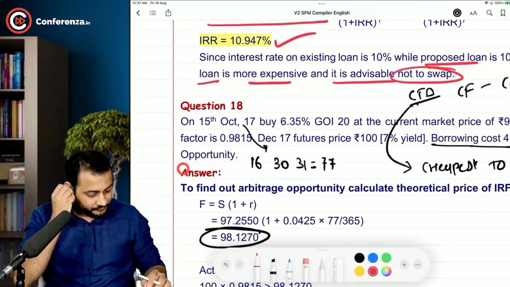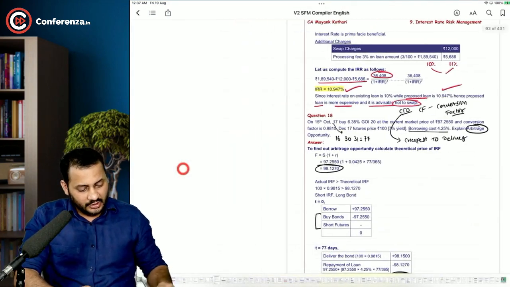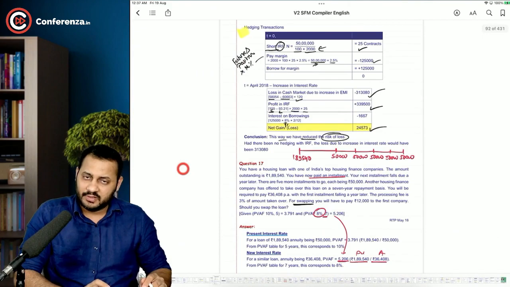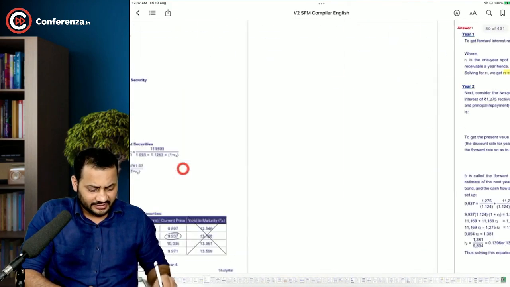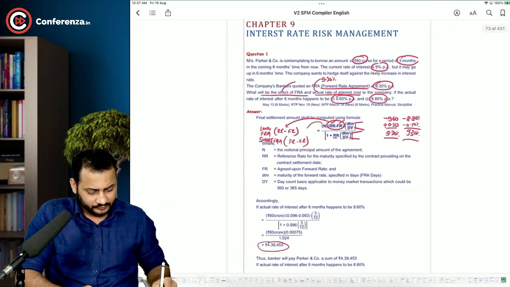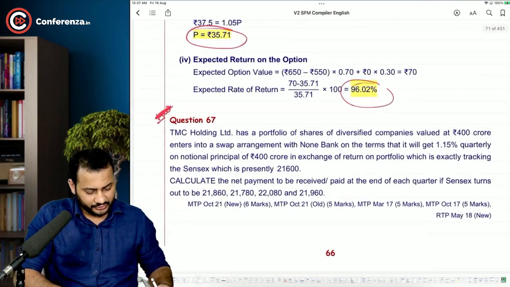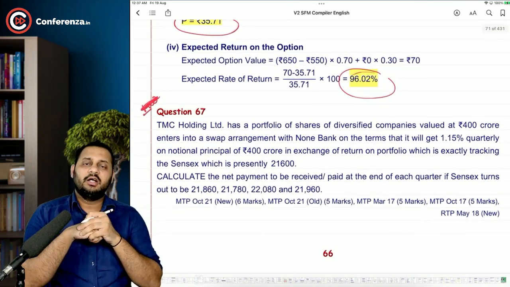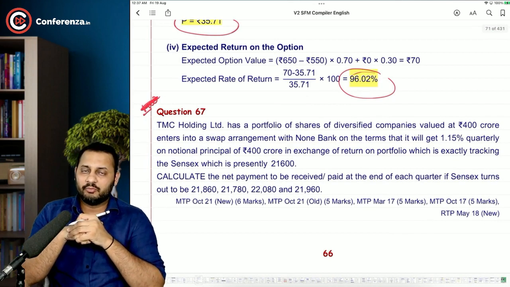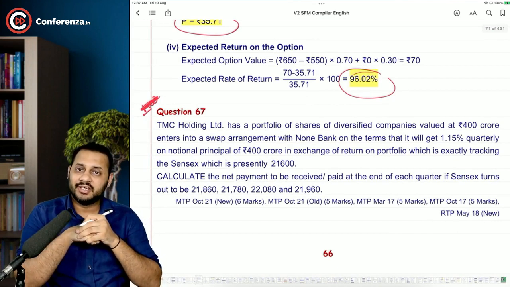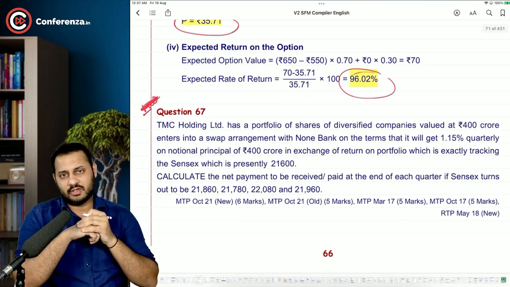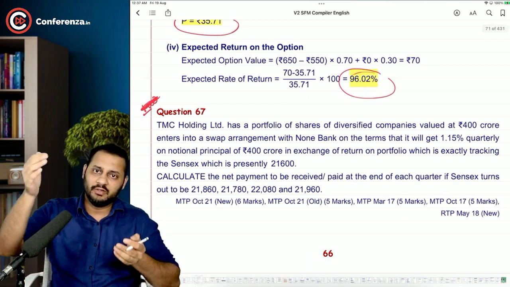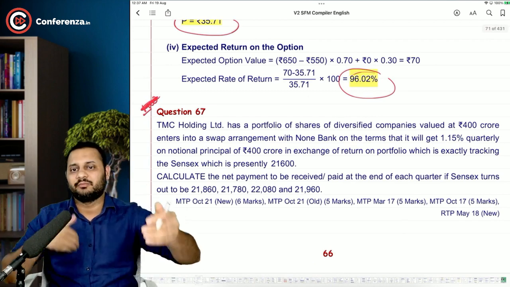That's it. Okay. So one question is left now. All the questions from the interest rate risk management are over. One question from the derivatives chapter is left, and that's very easy. Let's finish it as soon as possible. Yeah, this one. The last question, question number 67. Can we read it? Understand that till now you have been solving questions on interest rate swaps. Now in this question there is a different kind of swapping, but it is a swapping. So you will be paying something and receiving something.